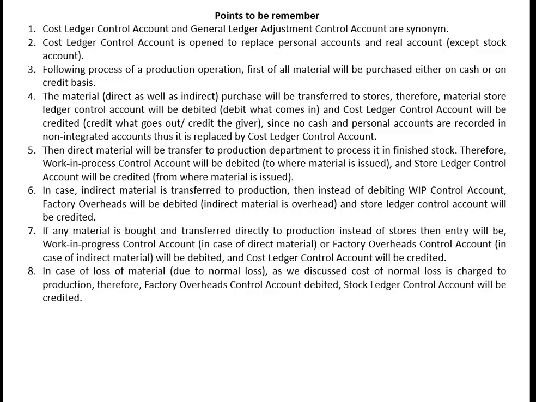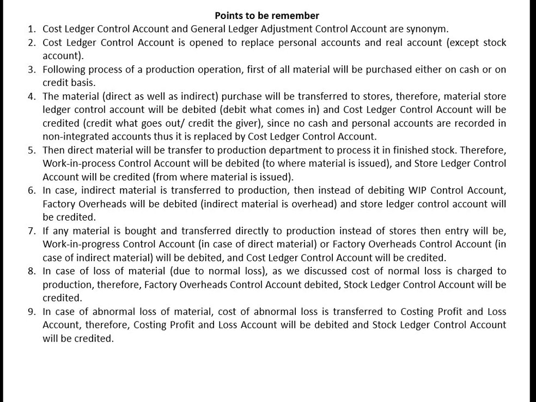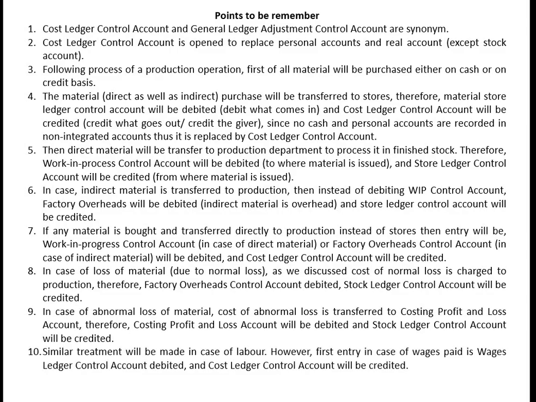In case of loss of material, especially normal loss, as we have done already in previous classes, if it is the loss of direct material, then it will be charged to our normal cost. Even if it is a loss of indirect material, but it is a normal loss, or direct wages or indirect wages loss, then it will be charged to the respective account. In case of abnormal loss, the loss will be transferred to costing P&L account. Similar treatment will be made in case of labor.